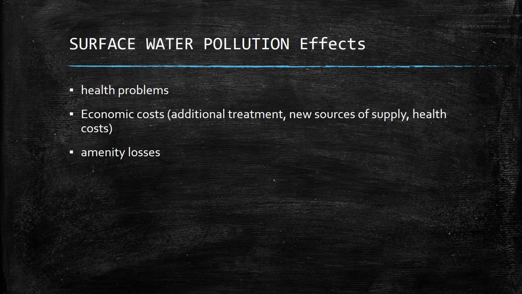So first we're going to talk about the effects of surface water pollution, which can lead to various health problems, economic costs, which would be the cost of additional treatment, and then amenity losses, which is just that the local area won't look as good if you have standing surface water, and all the problems that come with it.